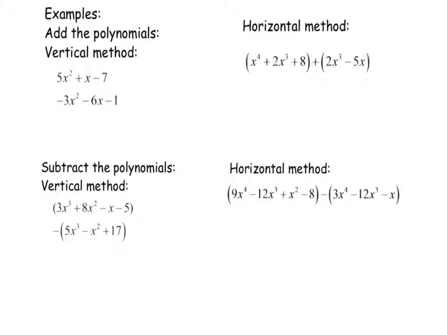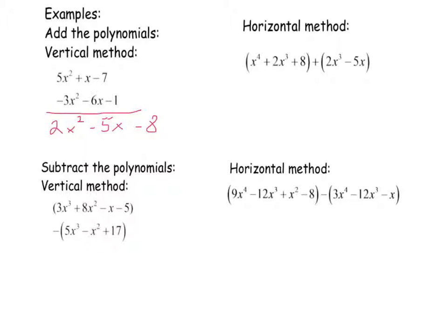In these examples, we are going to use the horizontal and the vertical method, first to add polynomials and then to subtract polynomials. Notice that when we are using the vertical method to add polynomials, we are lining up our like terms, so then we can just simply add. When we add the like terms, we get 2x to the second power minus 5x minus 8. And that's our final answer.